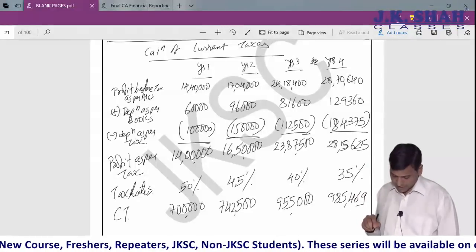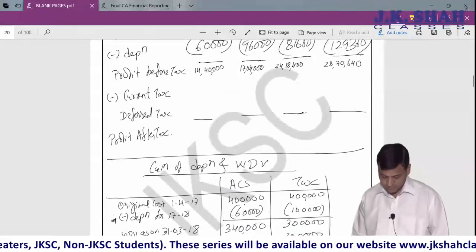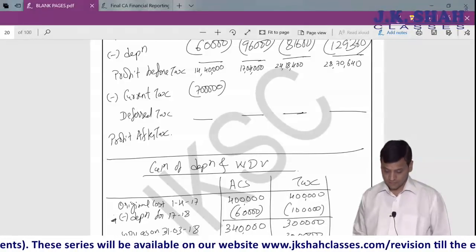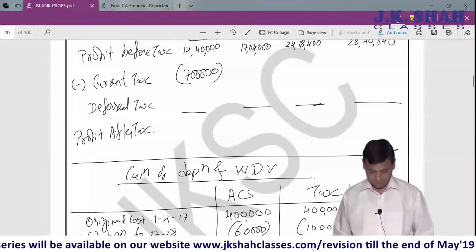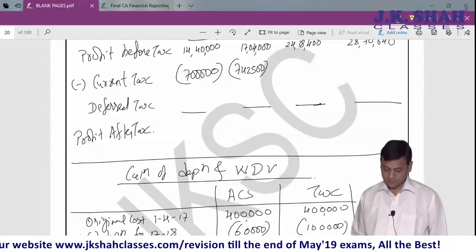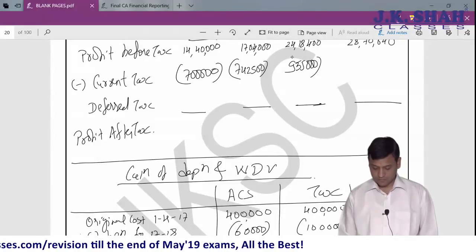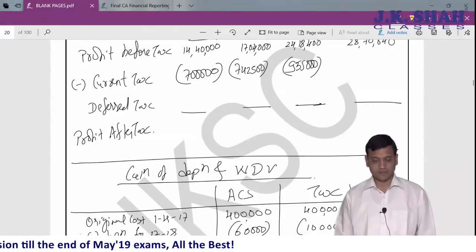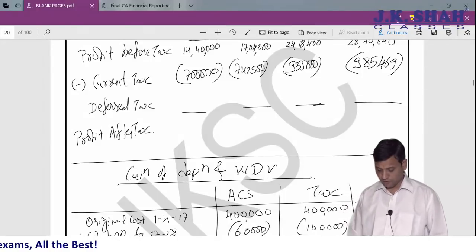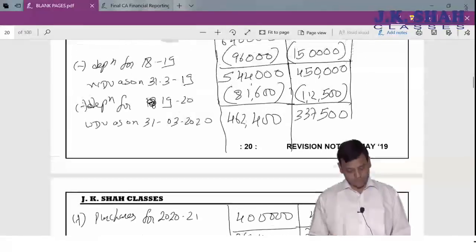Okay. So, we will just write down the amount of current taxes in our statement of P&L. 7 lakh. Then 9 lakh and... Yeah, these are the amounts which we have found out here.